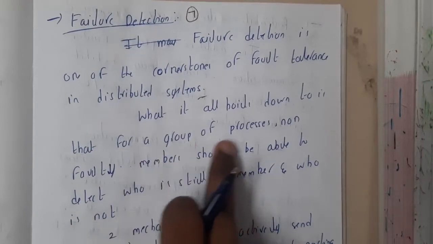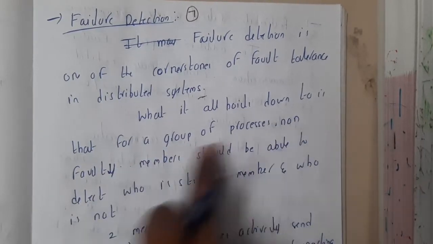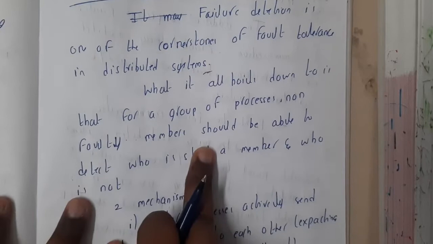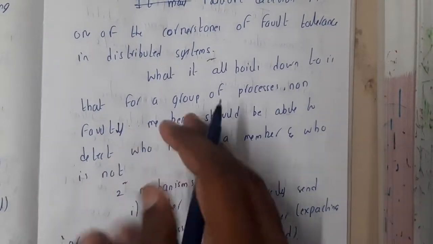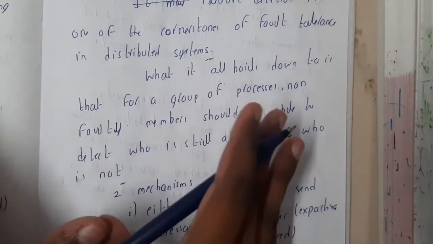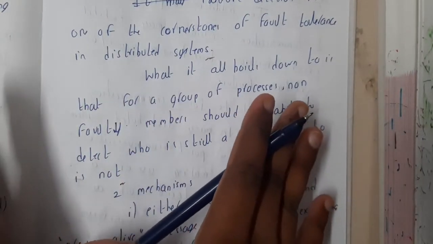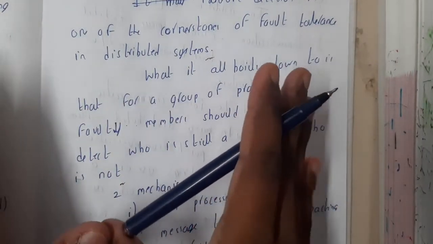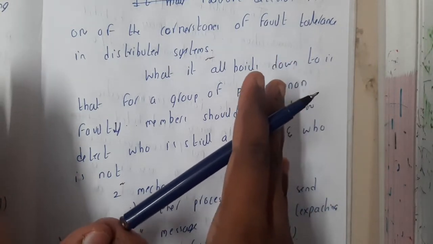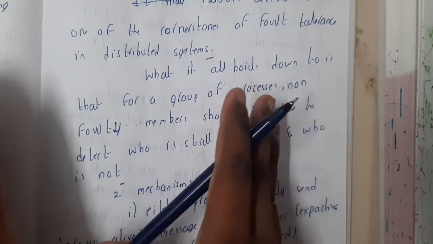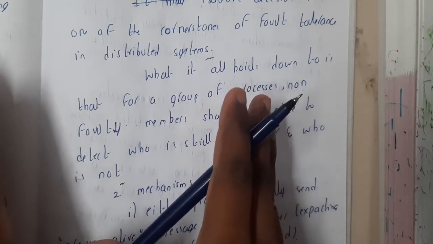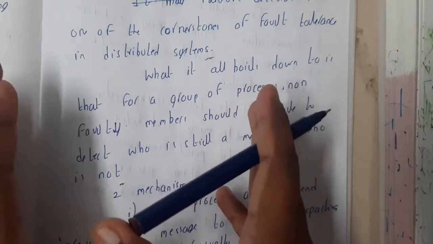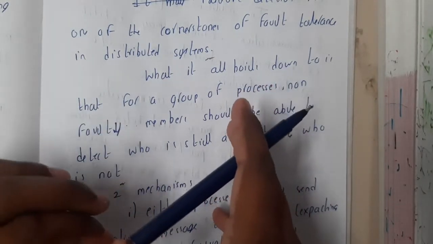from a group of processes, non-faulty members should be able to detect who is still a member and who is not. Assume that you have a huge network of many systems, and you want to know which system is currently working and which is in a failure state. To detect this, you cannot hire an administrator to check them every second. That would not be a good idea, right?